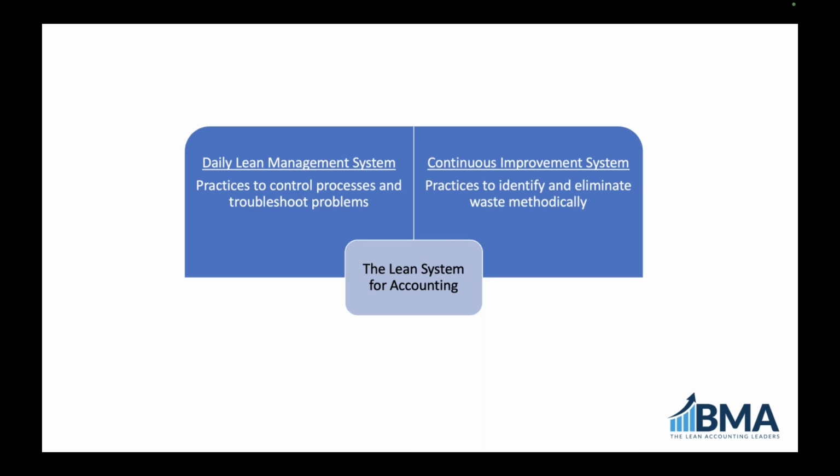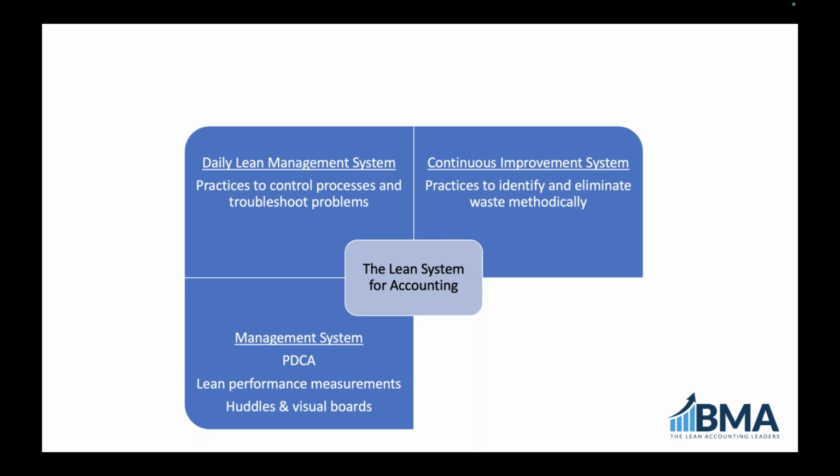Then there is the actual continuous improvement system, which are practices to identify and eliminate waste in a methodical manner, okay? And it's not about just random improvements. It's not about what you read in professional accounting journals. It's not about the latest and greatest thing to do in accounting. It's about studying the process and methodically eliminating the waste.